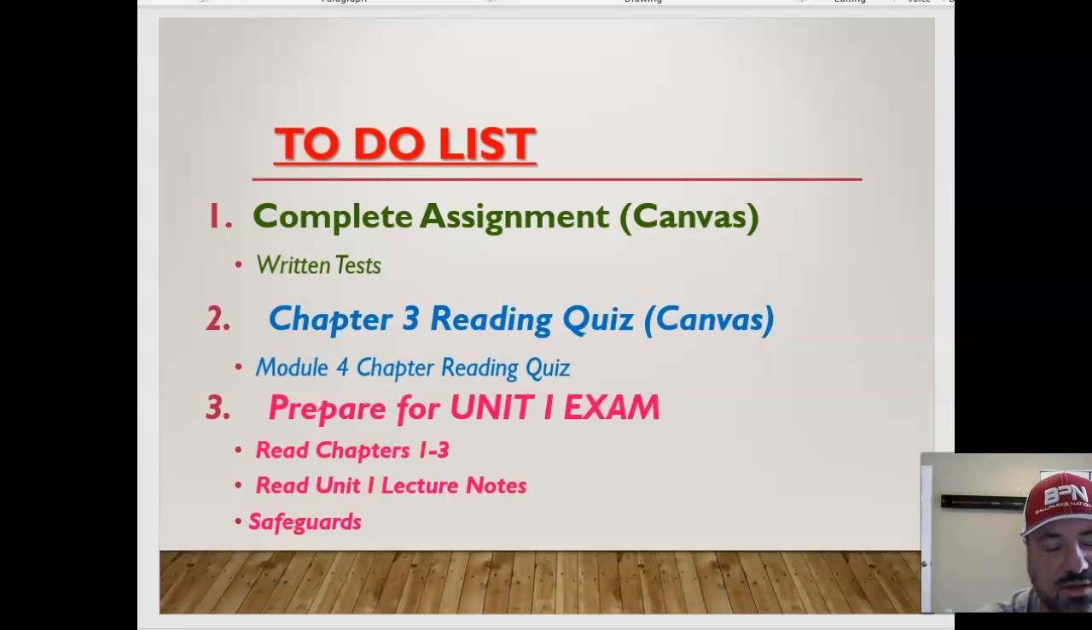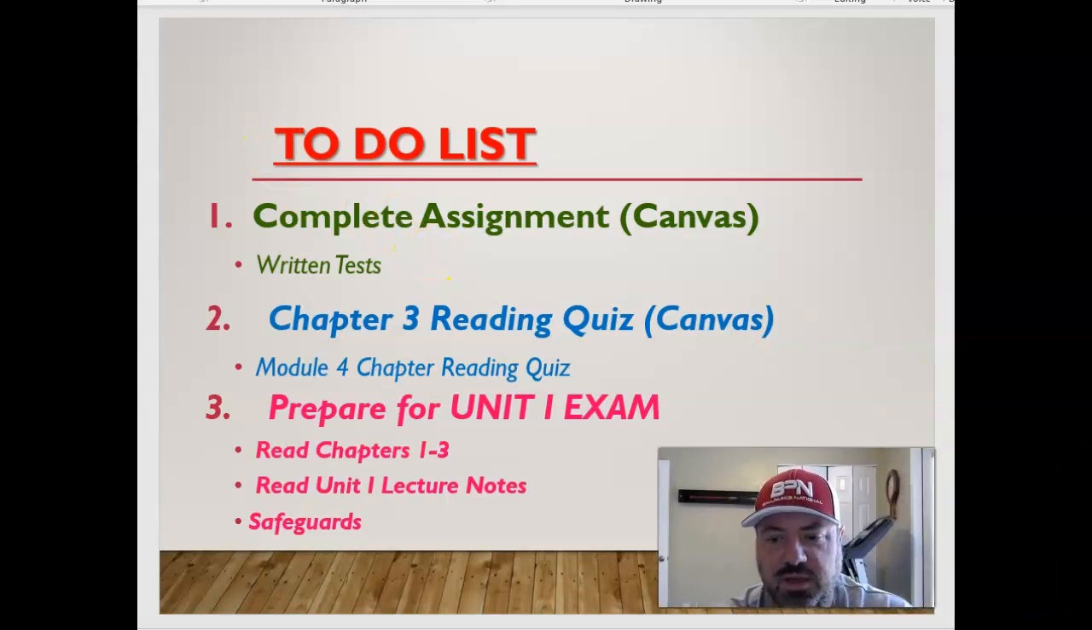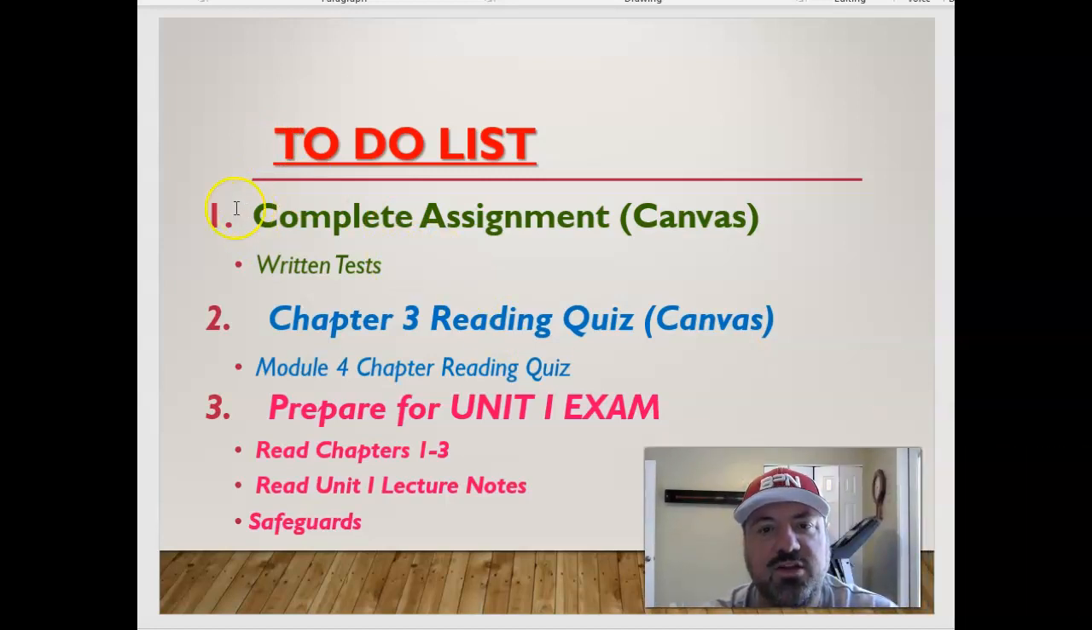Two different things. The journal activity you don't turn in on Canvas, but the assignment, which is basically an extension of the journal activity, a written test, complete that and turn it in on Canvas for me. All right, make sure you hit the deadline there. The deadline's attached to the assignment, and it's in the announcement for the unit.